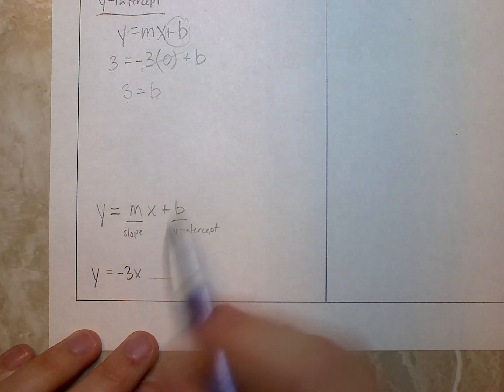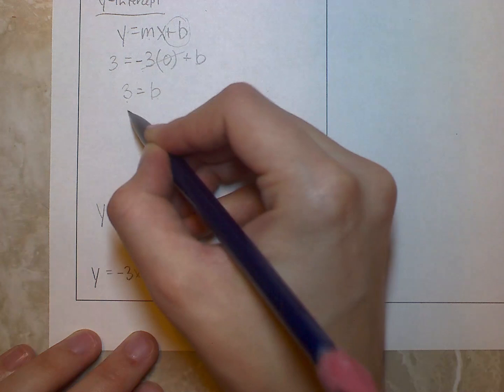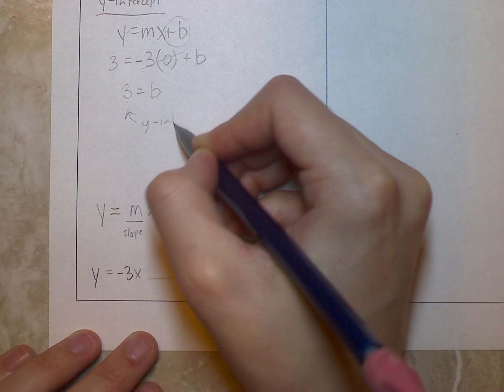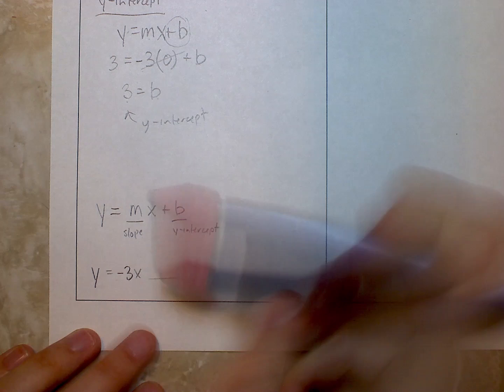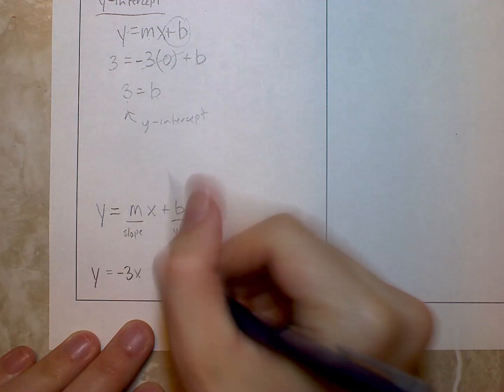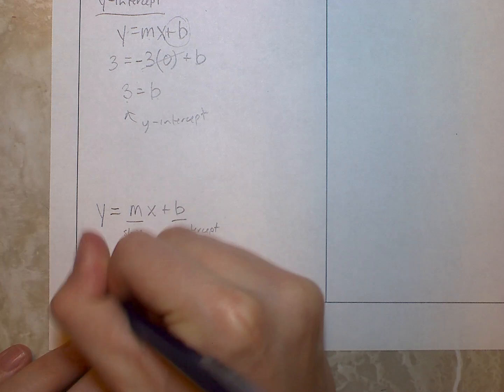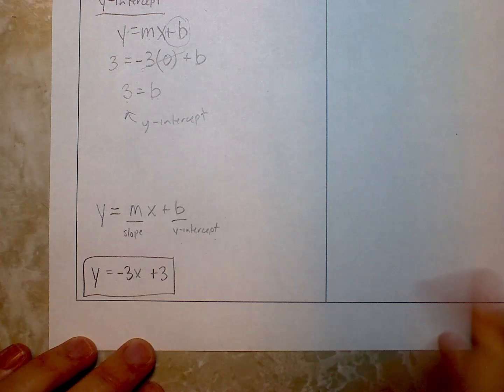So I'm done. I got my slope already, and this is my y-intercept. So I'm going to erase that blank. I'm going to write plus 3, and I'm done. That's the equation of my line.